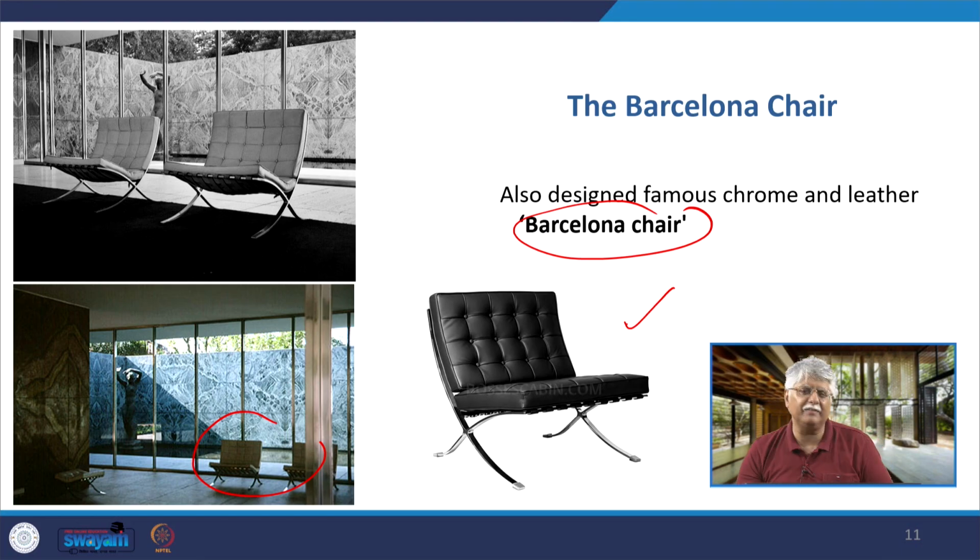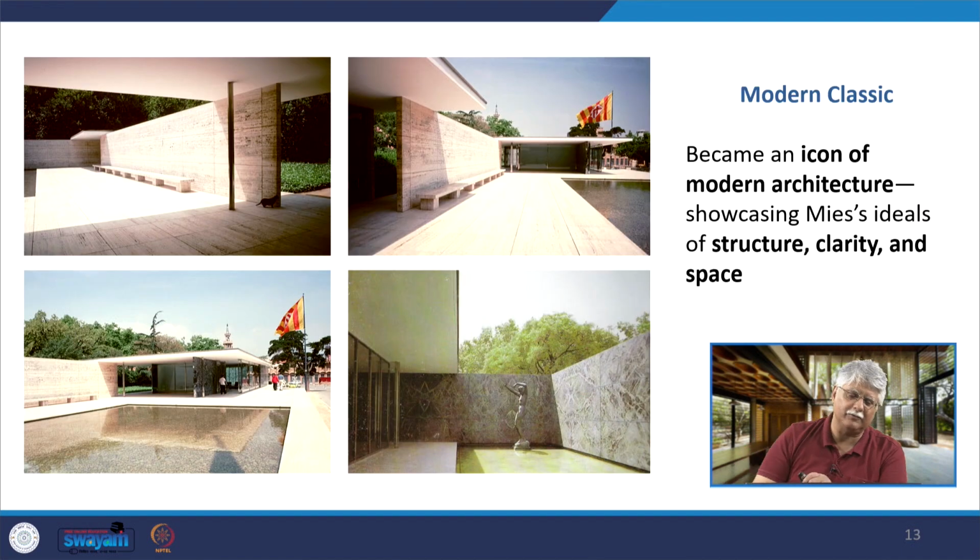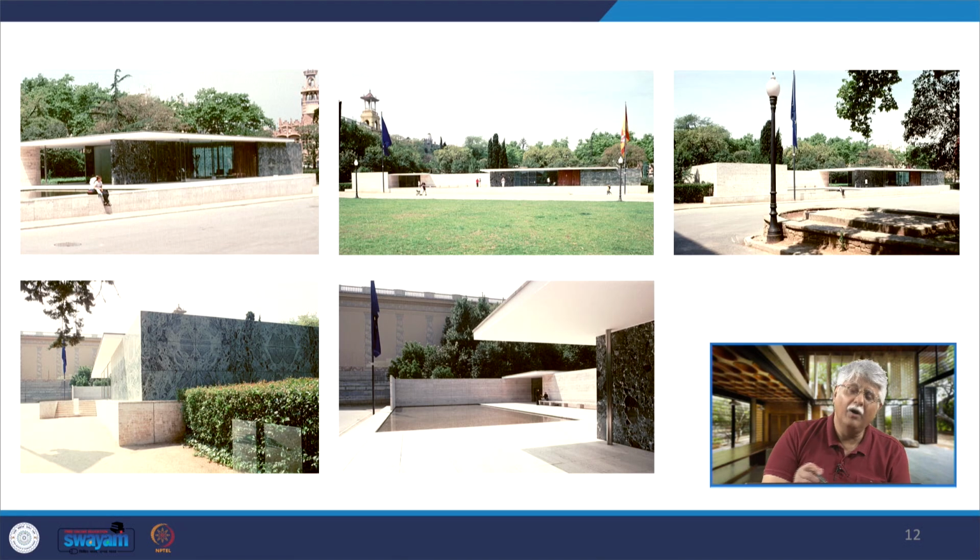When we look at the Barcelona pavilion and the way the chairs have been kept, this will become clear to you. Please go back and look at more pictures of the interiors of the Barcelona pavilion to understand what I just told you. These are some of the snaps of Barcelona pavilion to show you how horizontal the building is. Doesn't it remind you again of the brick country house?